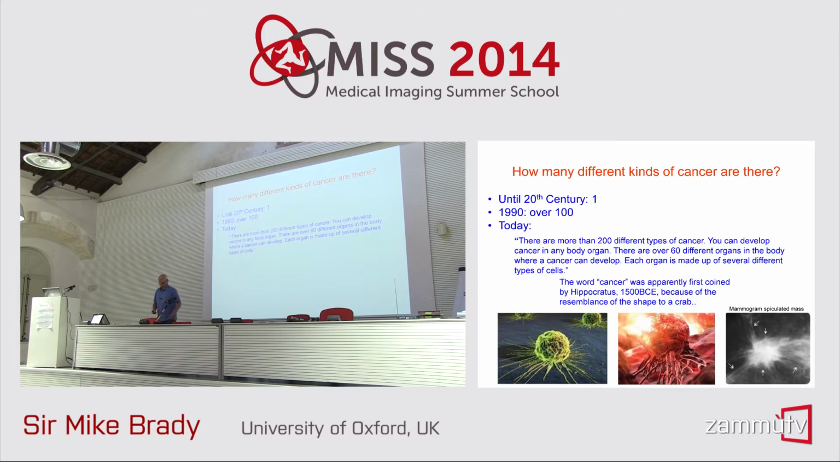What is it telling you? We know very little about cancer. We know more than we did before, but there's still a lot that we do not understand. This is burgeoning, it's exploding how much we understand, but we're understanding the challenge. There are over 60 different organs in the body where a cancer can develop, and every one is made up of several different kinds of cells.